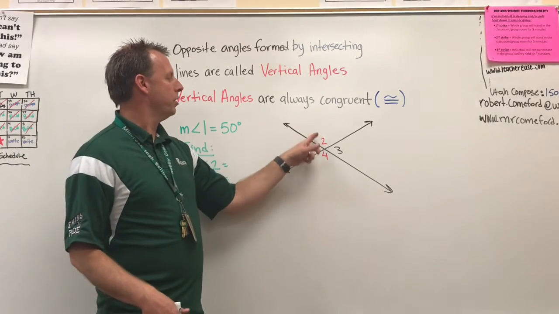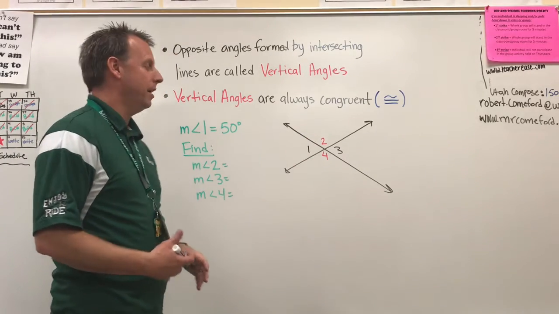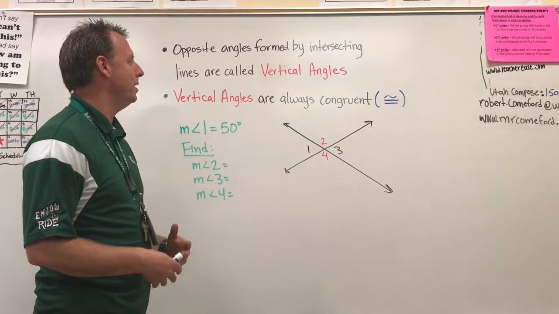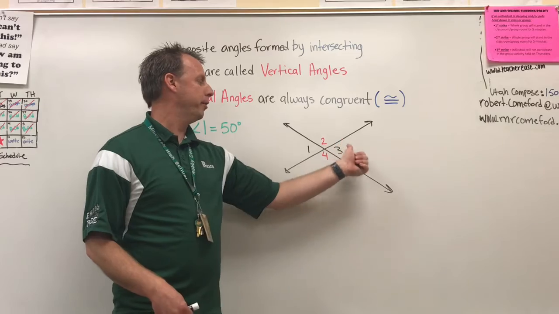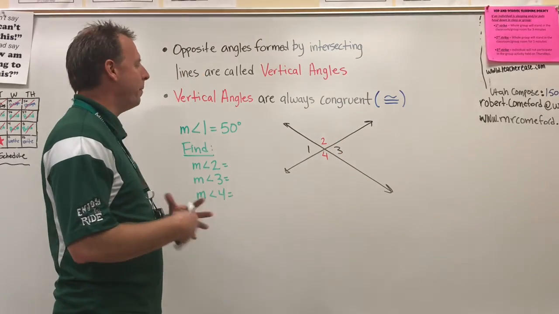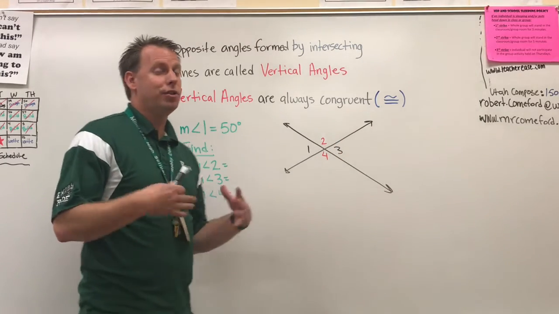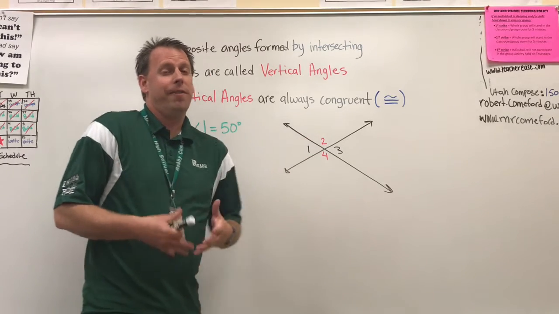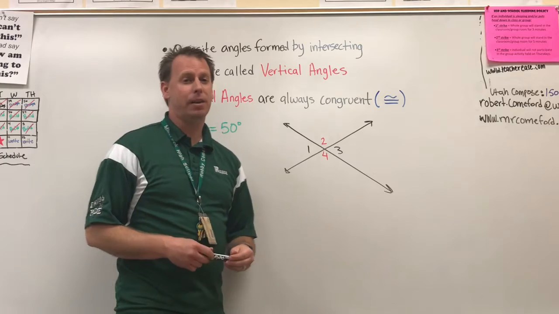Okay, so vertical angles. I've put these in colors, 2 and 4. They are going to be congruent angles. The measure of those angles is going to be equal. Same with 1 and 3. And so the type of problems that you're going to do today is just using this idea of congruent angles are equal to find the measure of some angles, right?